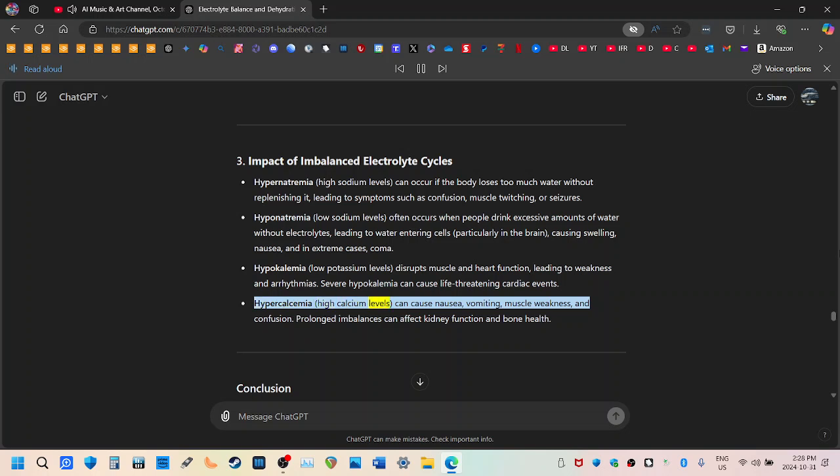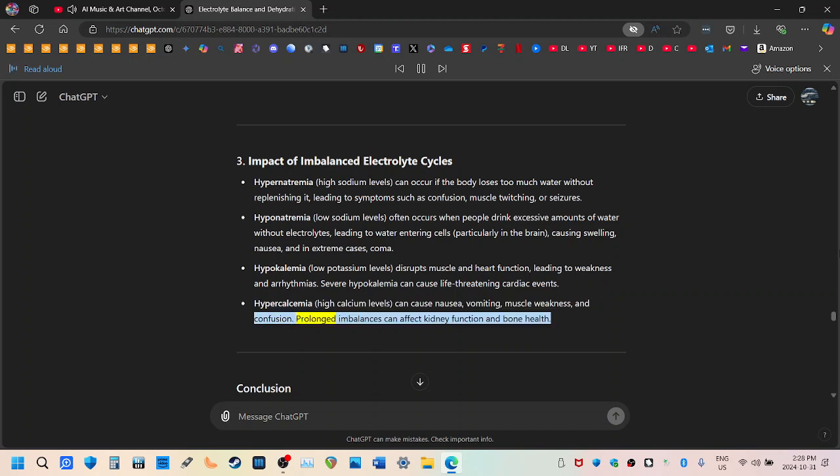Hypercalcemia, high calcium levels, can cause nausea, vomiting, muscle weakness, and confusion. Prolonged imbalances can affect kidney function and bone health.